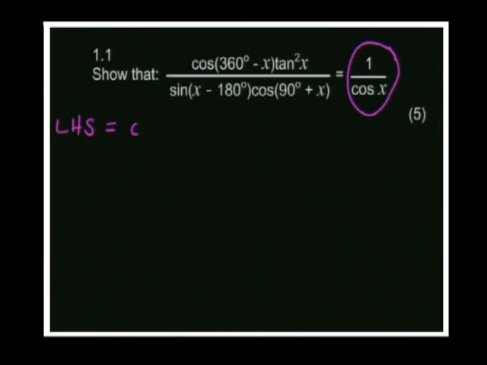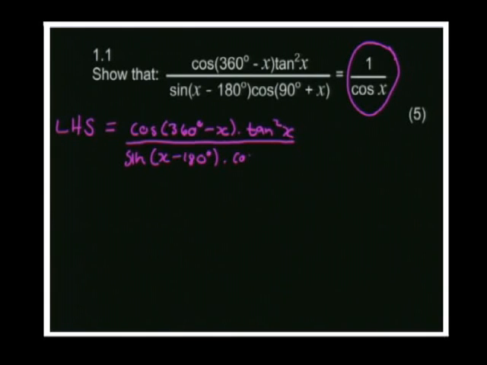The left-hand side we have cos(360 minus x) and tan squared x over sine(x minus 180) and cos(90 plus x). Now if you look at this sum, they give you reduction formula here. So you need to look at the reduction formula, check in your CAST diagram and check the signs to simplify it. So let's look at the first one.